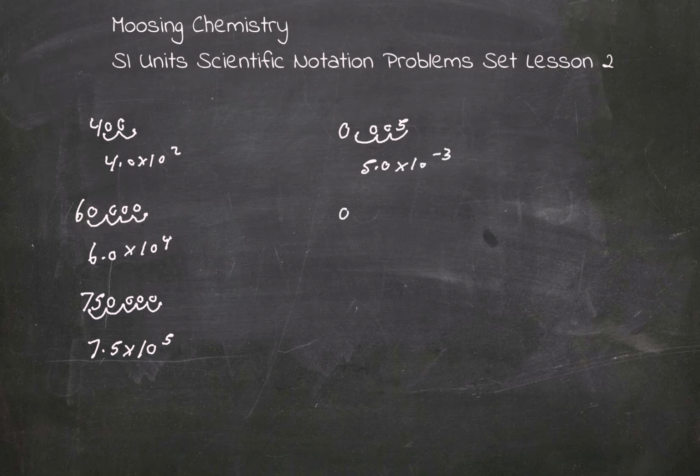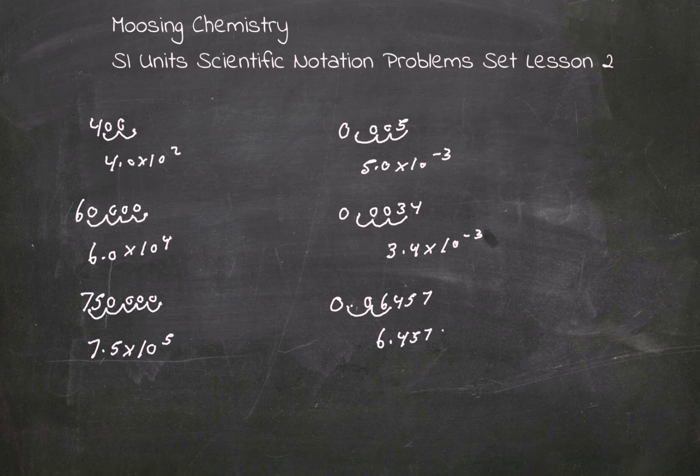What if you had 0.0034? You go 1, 2, 3. Move the decimal there. That'd be 3.4 times 10 to the negative third. And last but not least, what if you had 0.06457? Well, you're going to go 1, 2, 6.457 times 10 to the negative 2.